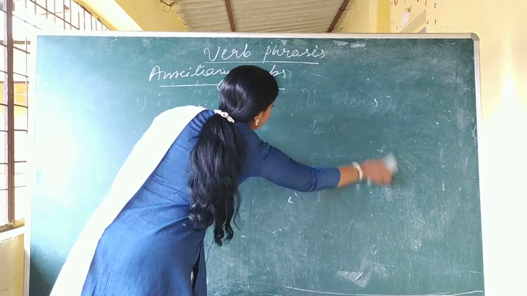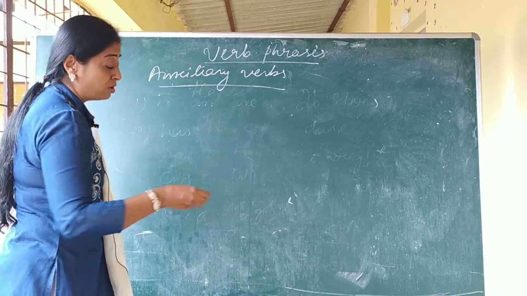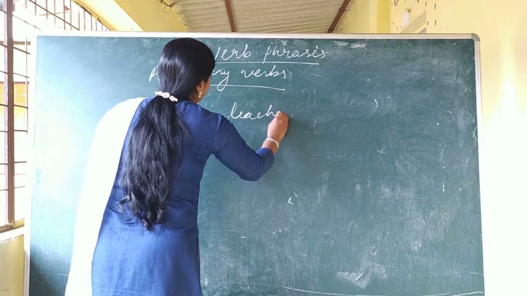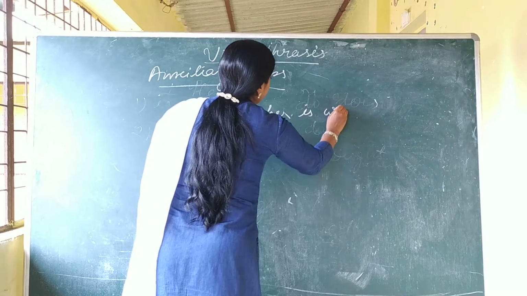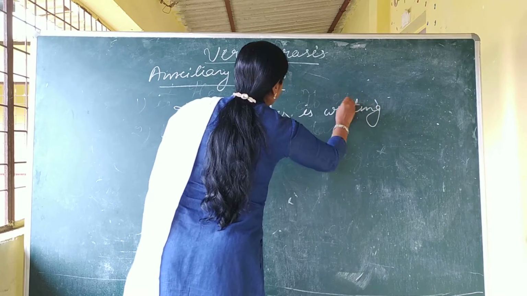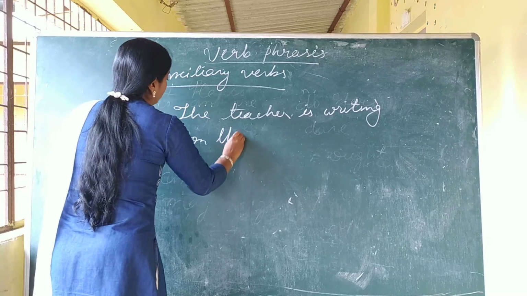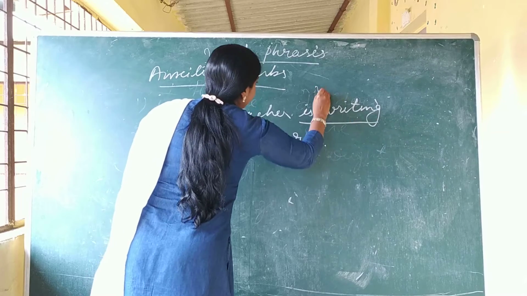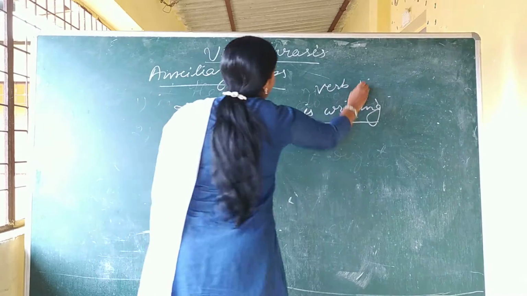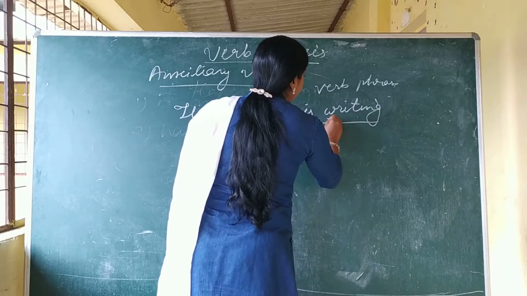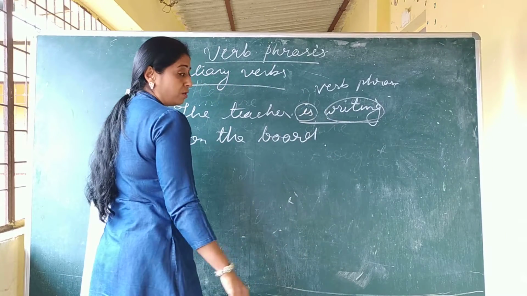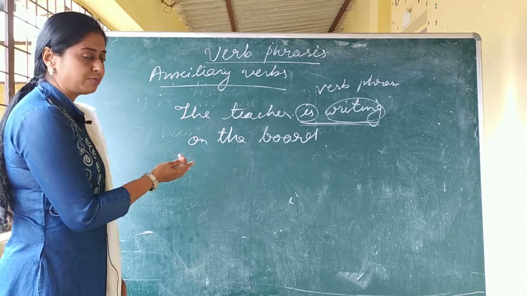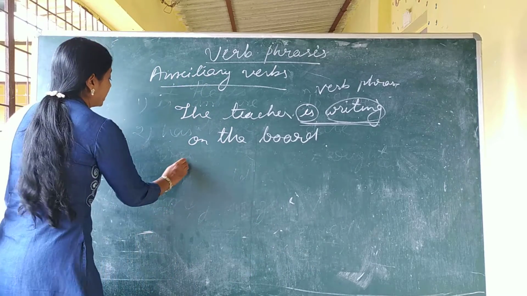See, one example I'll give you. The teacher is writing on the board. Okay, so "is writing" is a verb phrase. Okay, along with the main verb there is another helping verb. Okay, and these two words make a verb phrase. We have done this before also. They are all simple sentences only. Then another sentence we shall see.